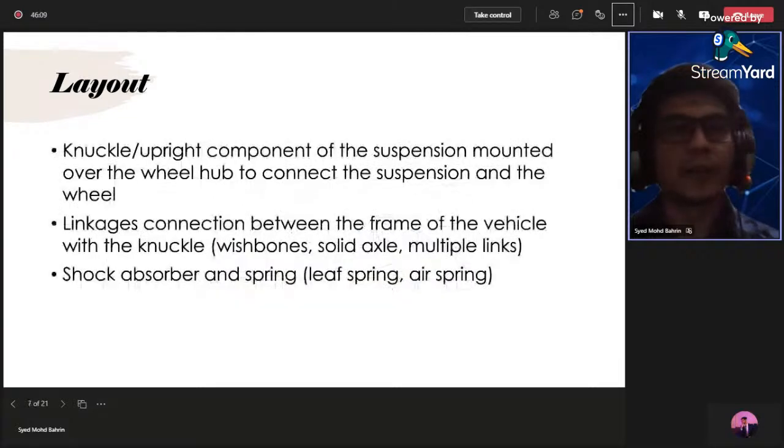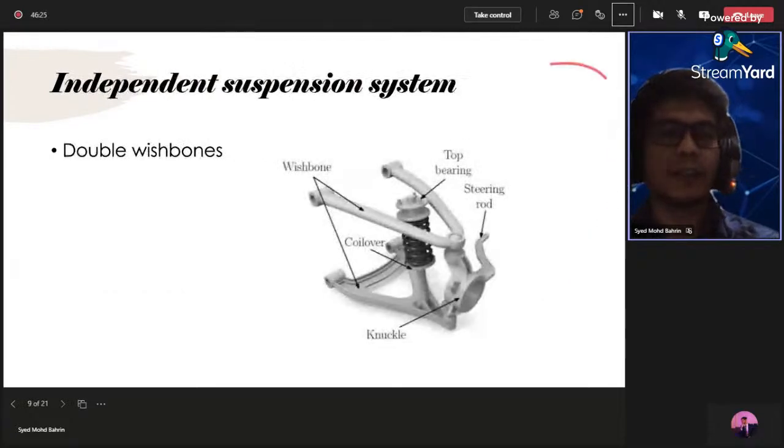All right, on to the layout of the suspension. Like I mentioned just now, we have dependent and also independent suspension. So the suspension has a few components. Let me show you from this figure here. It's easier to see.